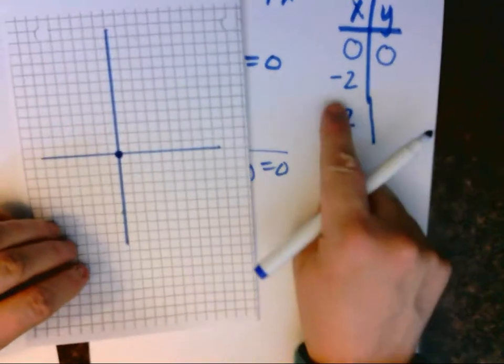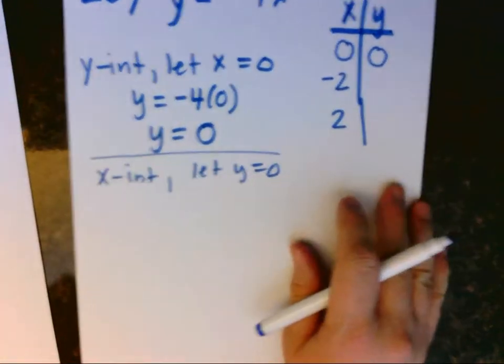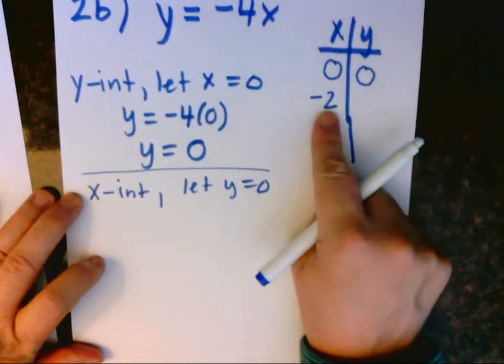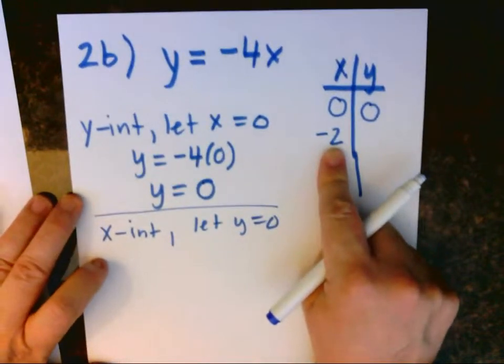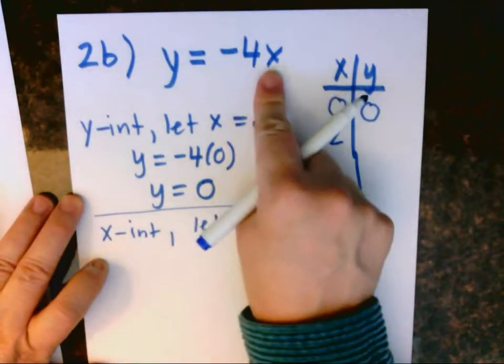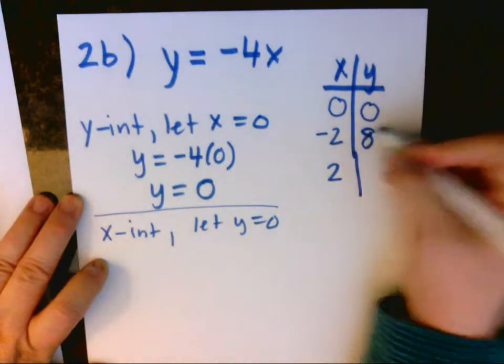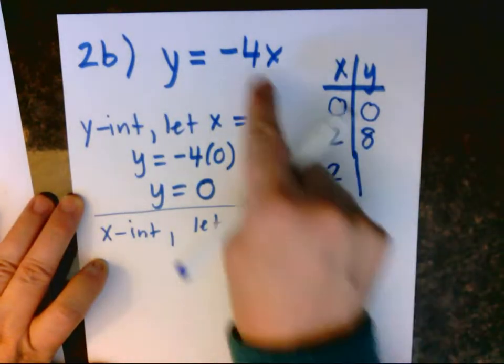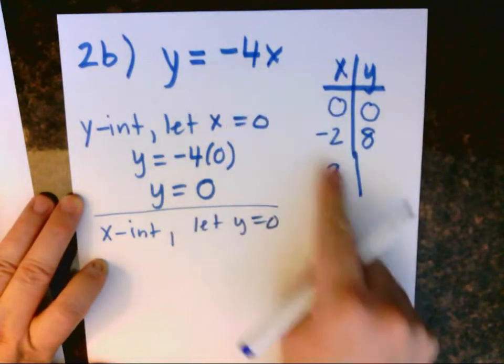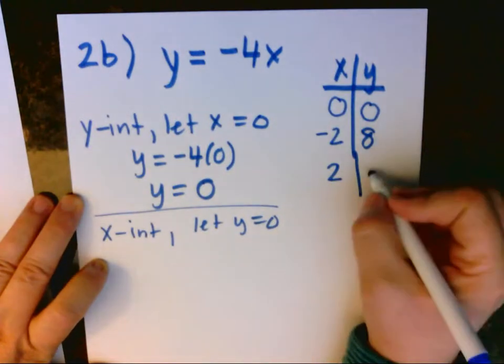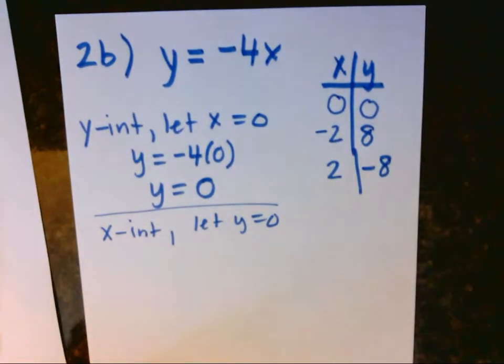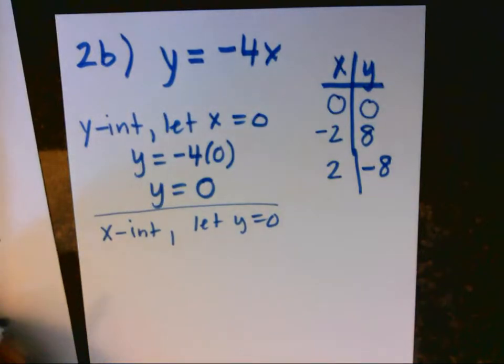So I'm going to calculate a couple more values using my function here to do my graph. So I'm going to put a -2 in for x, and I'm not going to show all the work now. -4 times -2 is +8. Now I'm going to put a +2 in. -4 times +2 gives me -8. So it also goes through (-2, 8) and (2, -8).